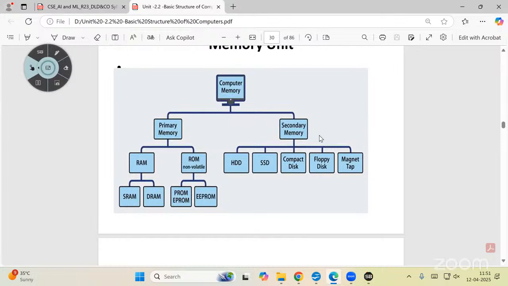Okay, that is the read-only memory. And these read-only memories are of different types. One is PROM. PROM stands for programmable read-only memory.